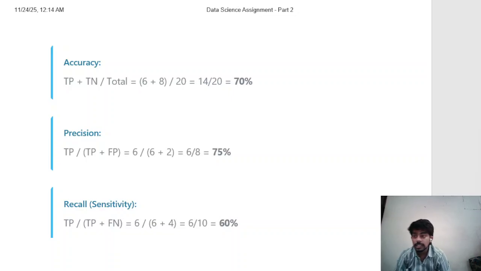Recall is also called sensitivity. It answers: of all actual positive cases, how many did we identify? We calculate TP divided by TP plus FN, which, as you can see in the calculation, gives the answer 60%.